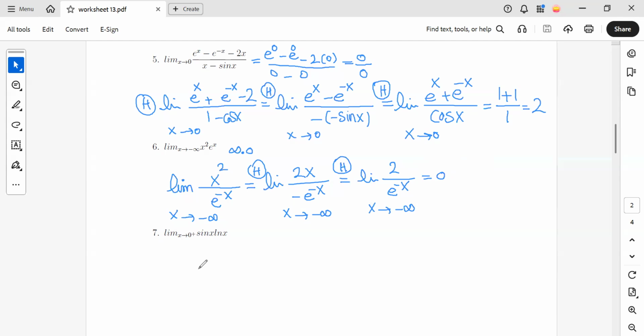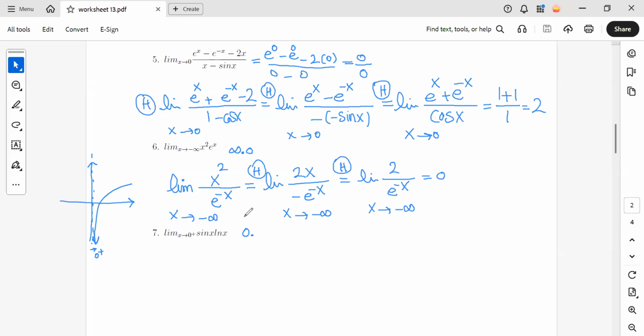Number 7 is sine of x times ln of x. We know that sine of 0 is 0. We know that ln of 0, approaching from the right side of 0, because the left side of 0 and 0 itself are not defined in the function ln. So when x is approaching 0 from the right side, if you don't remember, this is the graph for ln of x, and this is the asymptote. So right after 0 would be 0 plus, and this one is going to negative infinity.